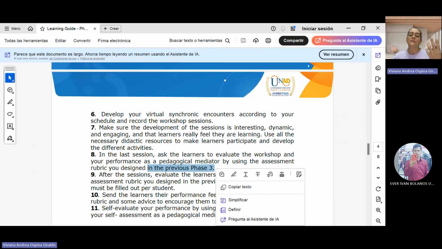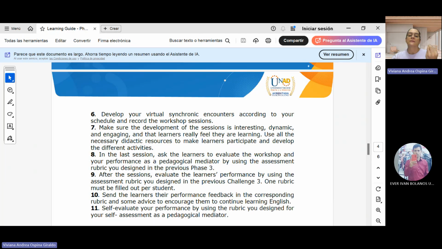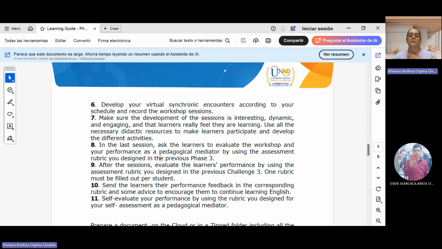En la tarea que acabamos de calificar, ustedes desarrollaron unas rúbricas. Una vez terminemos la segunda sesión, que los estudiantes evalúen utilizando esa rúbrica, evaluando el workshop and your performance.